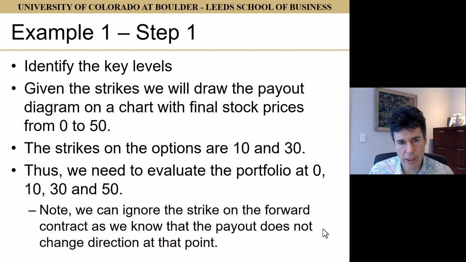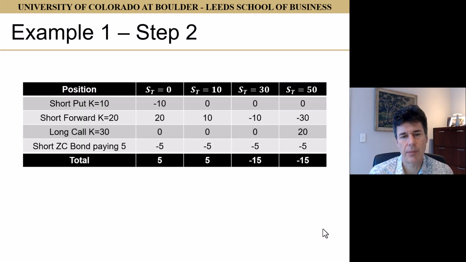We can ignore the strike in the forward contract as we know the payout doesn't change direction at that point, so it doesn't really matter in terms of drawing our diagram. Of course, it matters in terms of the payout. Okay, so let's work through this table. We're going to look at each contract in turn. We're going to look at the 4 strikes, so the final stock price is equal to 0, 10, 30, or 50. For the short put, if the stock ends up at 0, we're short the put, so we lose $10.